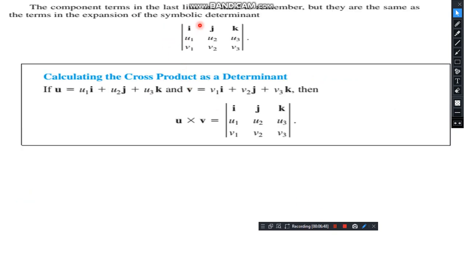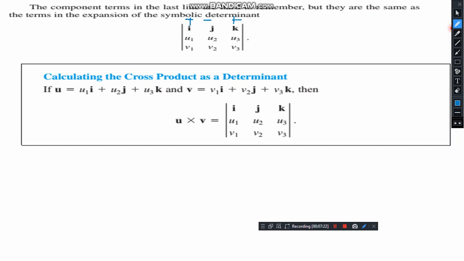So directly, this is the matrix with rows i j k, the unit vectors, then u1, u2, u3, and v1, v2, v3, and we take the determinant of the matrix. You start by putting plus, minus, plus. So these are the components of vector u cross vector v. You start with i, you cross out the row and column, it will be u2 v3 minus u3 v2, minus j into u1 v3 minus u3 v1, plus k into u1 v2 minus u2 v1.